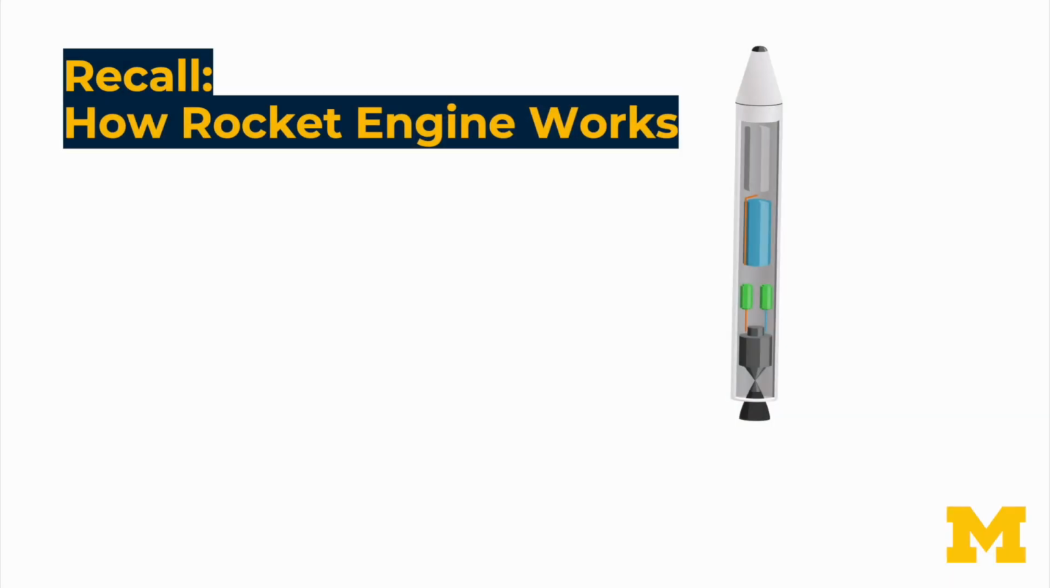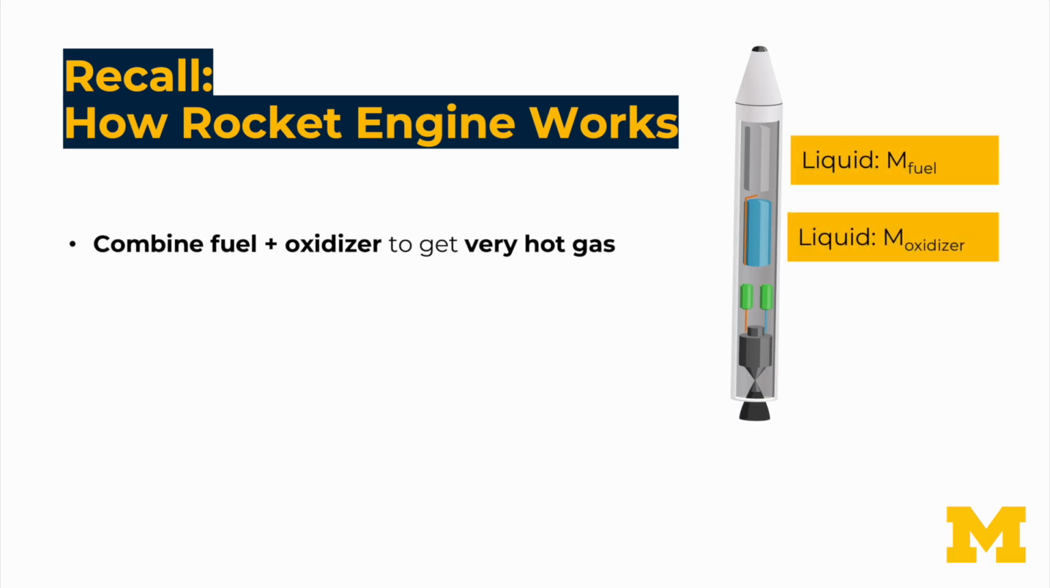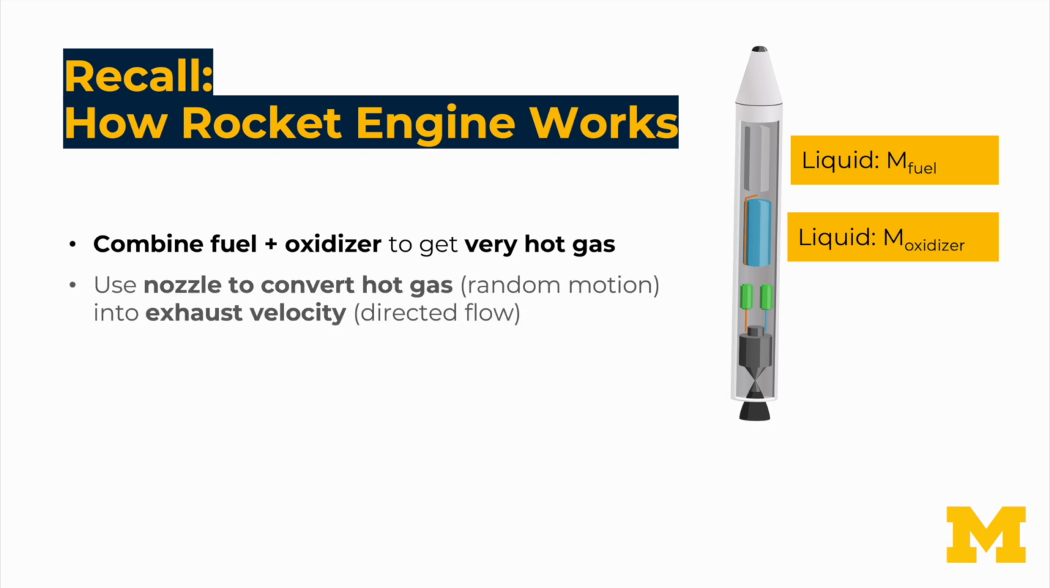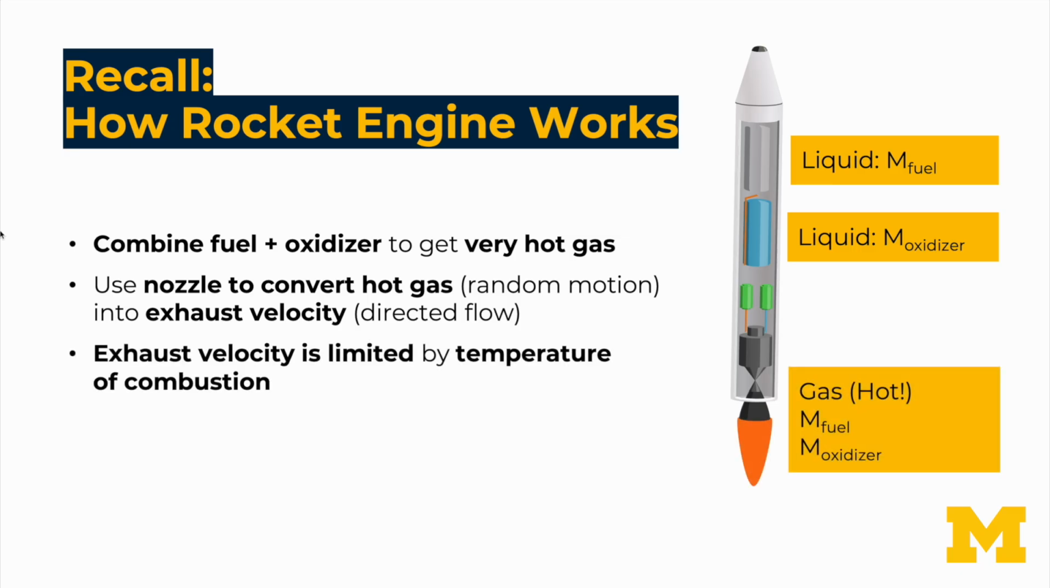Typical rocket engines combine a fuel plus an oxidizer to create a very hot gas. That very hot gas goes through a nozzle, which converts the hot random motion into exhaust velocity, which is directed flow. The exhaust velocity is then very limited by the temperature of the combustion. And so that is one of the big issues with using chemistry to create thrust: we're limited by this temperature. So is there another way of generating thrust?